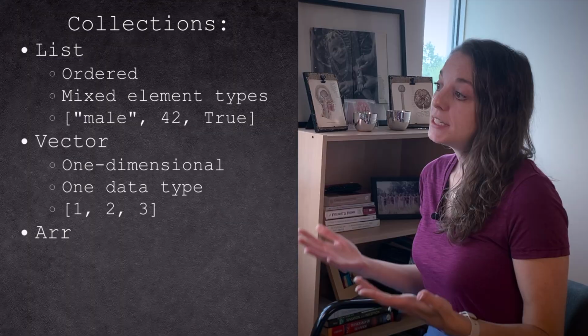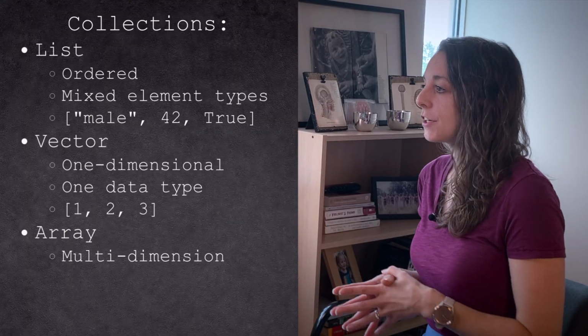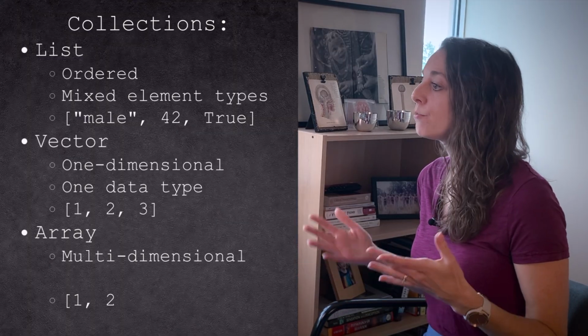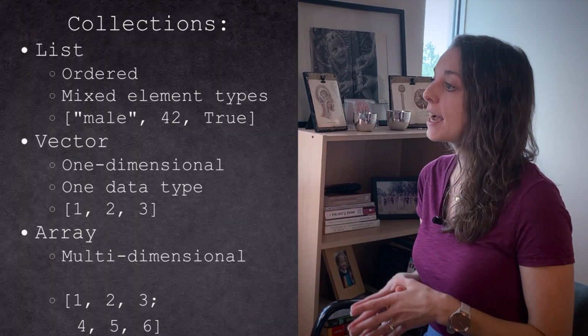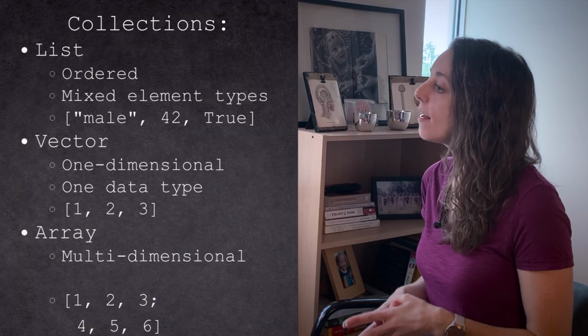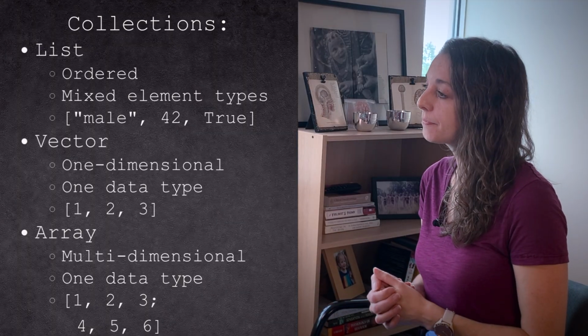An array is a multi-dimensional collection, often organized like a grid. Think an Excel spreadsheet with rows and columns. Arrays are usually used for numerical or matrix-style data, and most languages require all elements to be of the same data type. Understanding how these collections behave is fundamental for data wrangling and analysis.